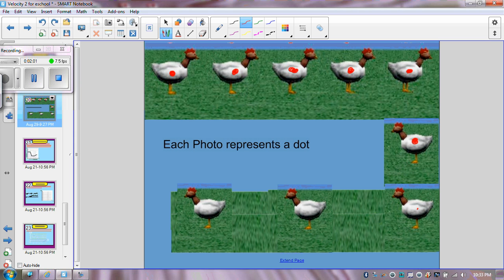Finally, we see the chicken is beginning to move, and we see that every second the distance between the two dots is greater than what it was up here, concluding that the chicken must be moving faster down here than it was up here. This is called, like I said, a motion map or a motion diagram.